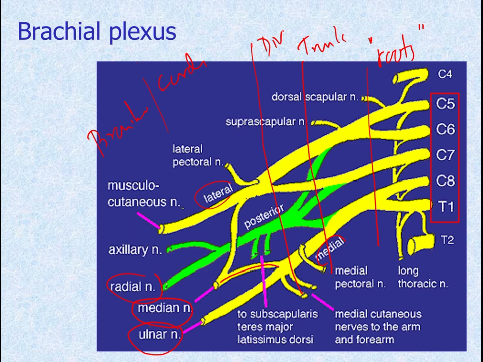You can see lateral and medial cords give two roots, a lateral root from the lateral cord and a medial root from the medial cord, to form the median nerve. Then you can see another one, the musculocutaneous nerve. It is also given off from the lateral cord. These are the four nerves: 1, 2, 3, and 4. Musculocutaneous nerve, radial nerve, median nerve, and the ulnar nerve are the four main nerves that supply the upper limb muscles.